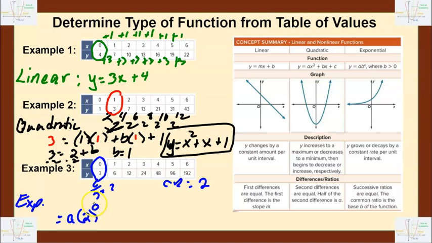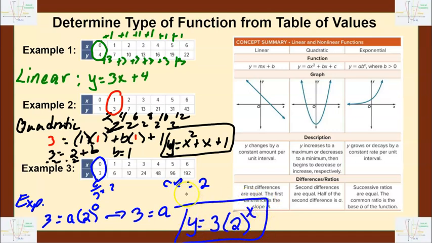So when x is 0 and y is 3, anything raised to the 0 power is going to be 1. So that's going to give me 3 equaling a. So if a is 3, I can write my equation as y equals 3 times 2 raised to the x power. So that is how you can determine the type of function from a table of values, and then also writing the function for each of those tables.